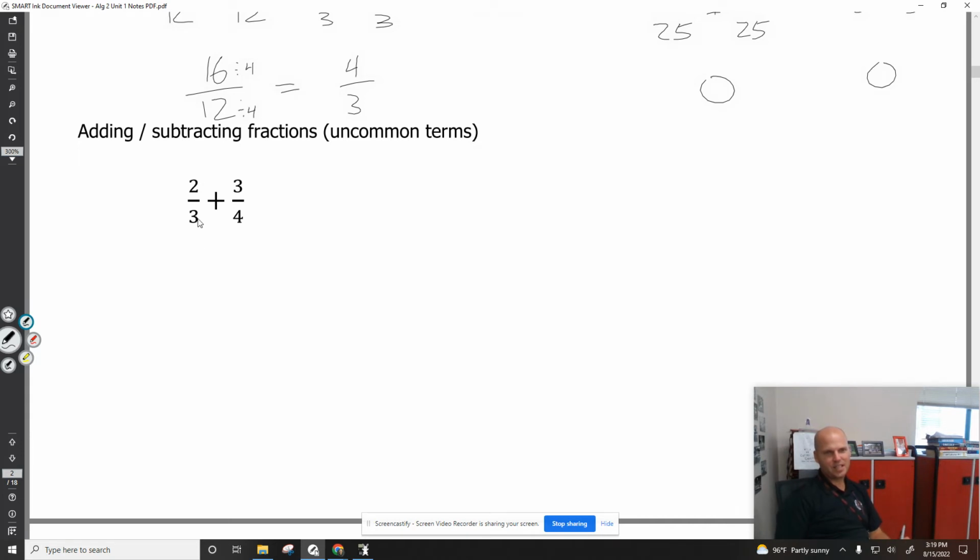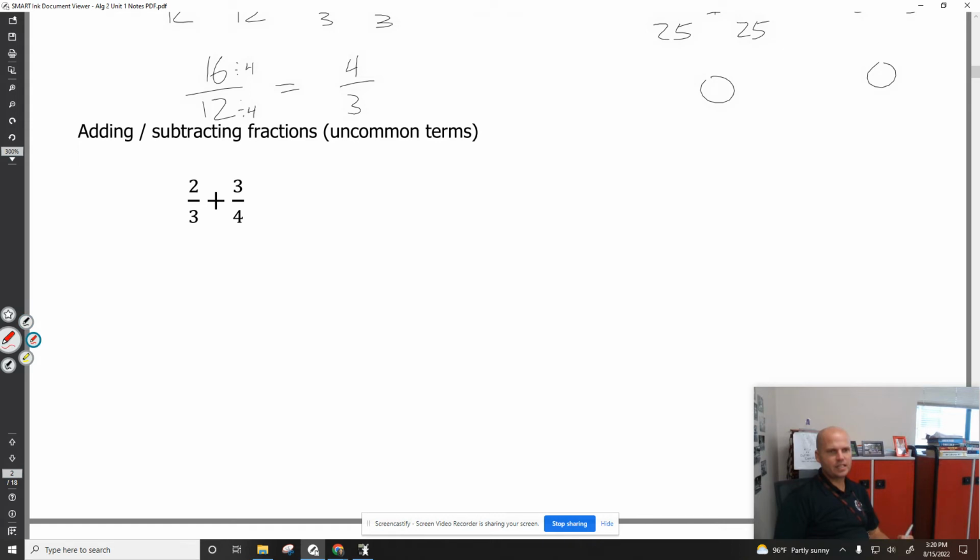Well, it's very tough to make these thirds into fourths. I can't multiply 3 by a number that looks nice to get a 4. Same, I can't turn 4 into 3. I can't divide 4 by a nice whole number. So what we're going to do is find some common ground, some amount, some slice that we can both compare this to.